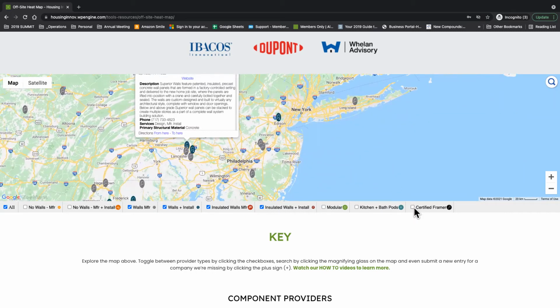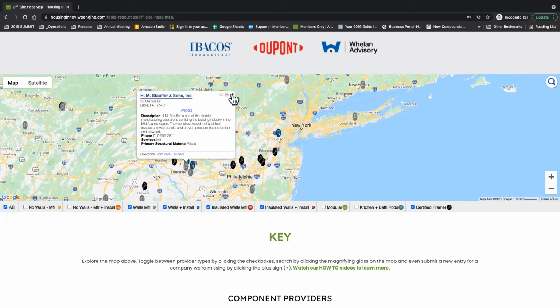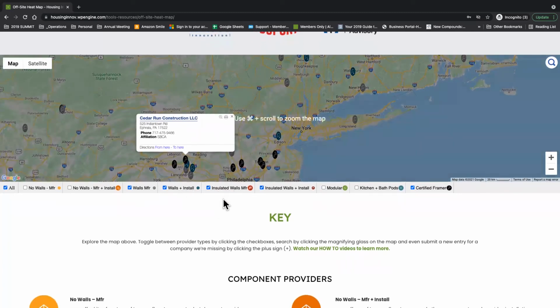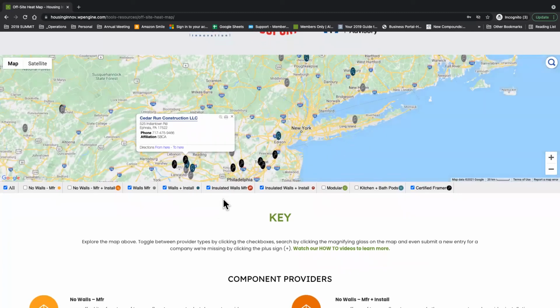You could also add back the certified framers. And that would give you the opportunity maybe to expand the quotes in the companies that you look at to include those who manufacture walls but don't install them. Particularly if you look over here, a little bit west of Philadelphia, in Lancaster. You can see there that there are 4 companies in that immediate area, 2 of them who manufacture walls and install them, and 2 who don't.